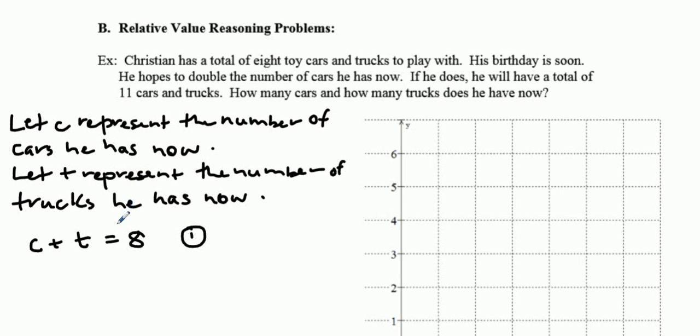My second equation is, he hopes to double the number of cars he has now. And if he does, he will have a total of 11 cars and trucks. Okay? He hopes to double the number of cars he has now. So if he does, he will have a total number of 11 cars and trucks. All right, so the total number of trucks and cars is 11, and he's doubled the number of cars, but he hasn't changed the number of trucks. Okay, he's not getting any trucks for his birthday. He's just hoping he's going to have more cars.